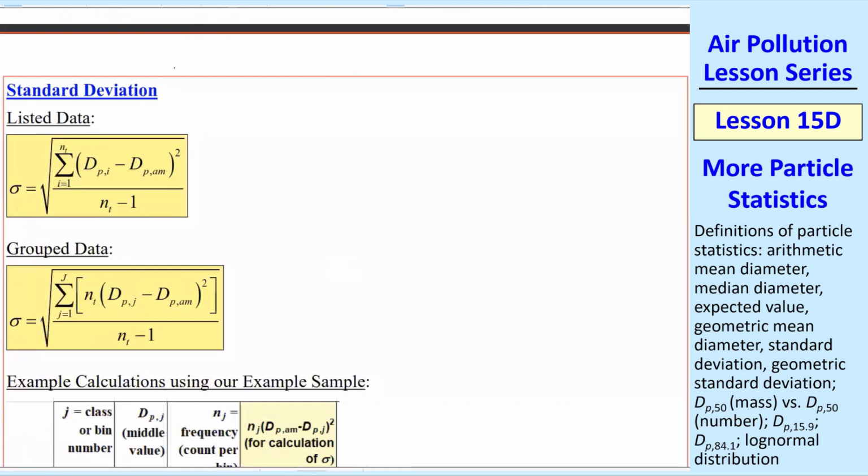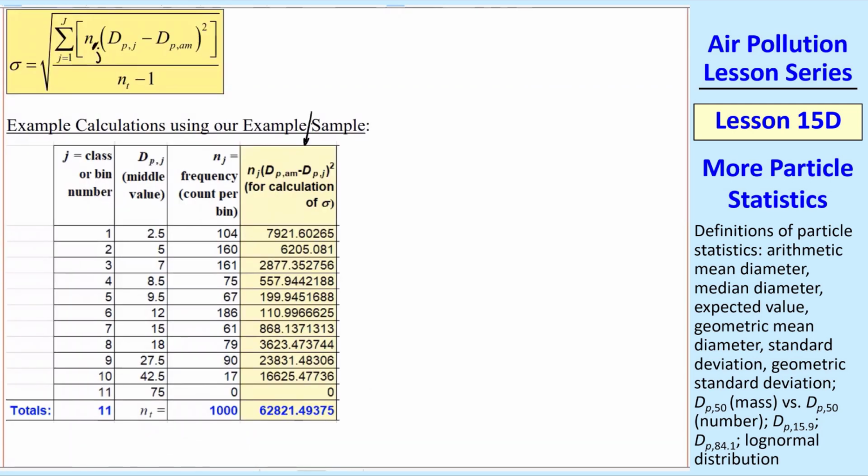Now let's look at standard deviation, which we call sigma. This is the sigma for listed data that you know and love from your statistics class. You can read why this is nt minus 1 instead of nt. You should all be familiar with that equation. Again, we translate this to group data by making our assumption again, the same one we've been doing, and I just found a mistake. This should be nj, not nt. We have dpj minus dpam, and we have nj of those for each bin, and then we just sum up from 1 to j.